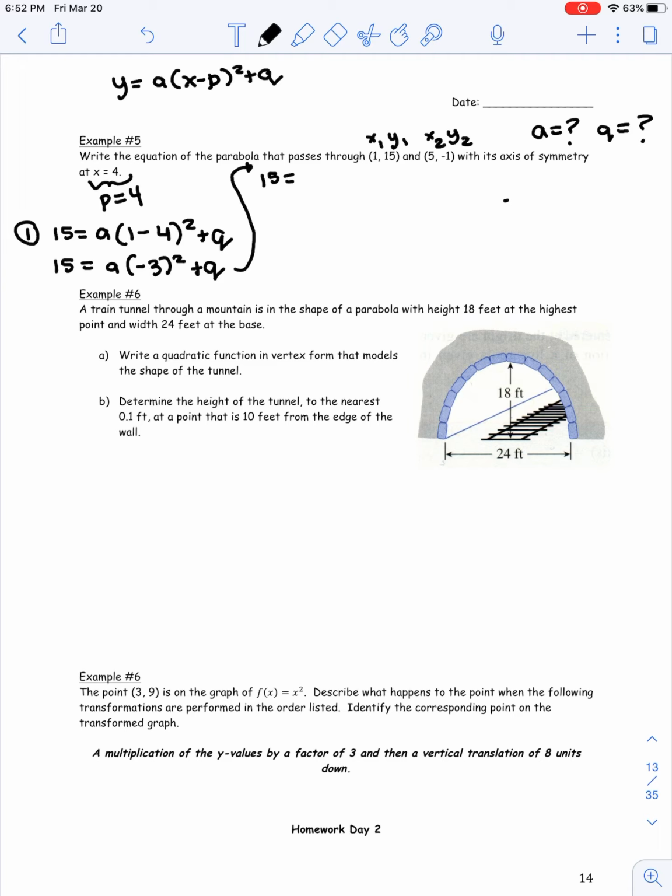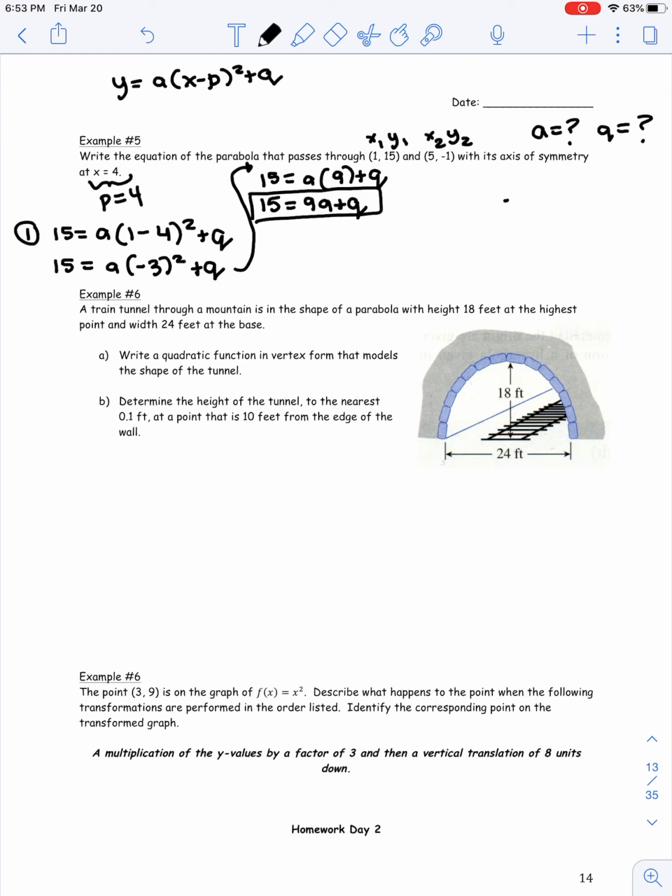So 15 equals a multiplied by negative 3 squared, which is 9, plus q. So now our linear equation is, we're just going to put the number in front of our a, so it's going to be 9a plus q. Okay, so that's one linear equation.